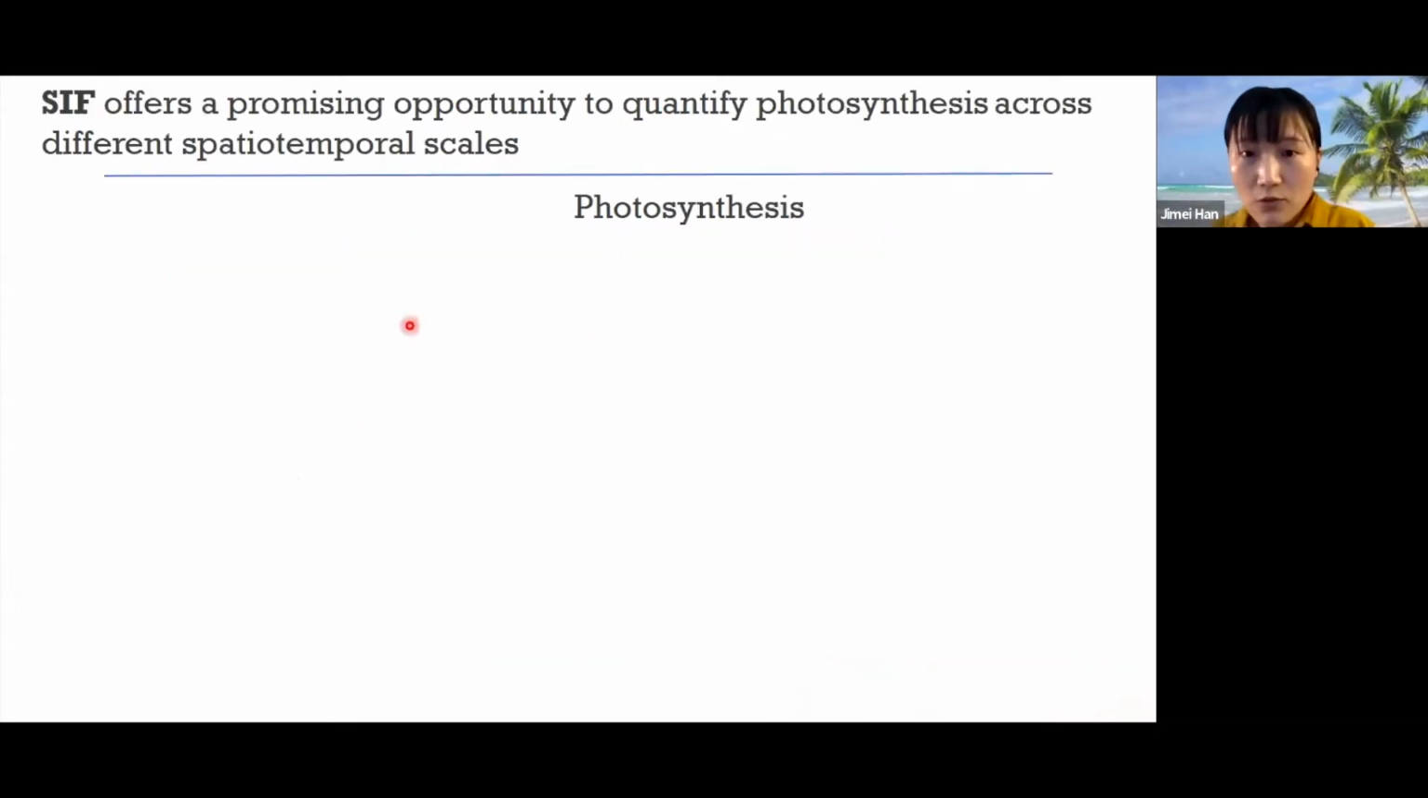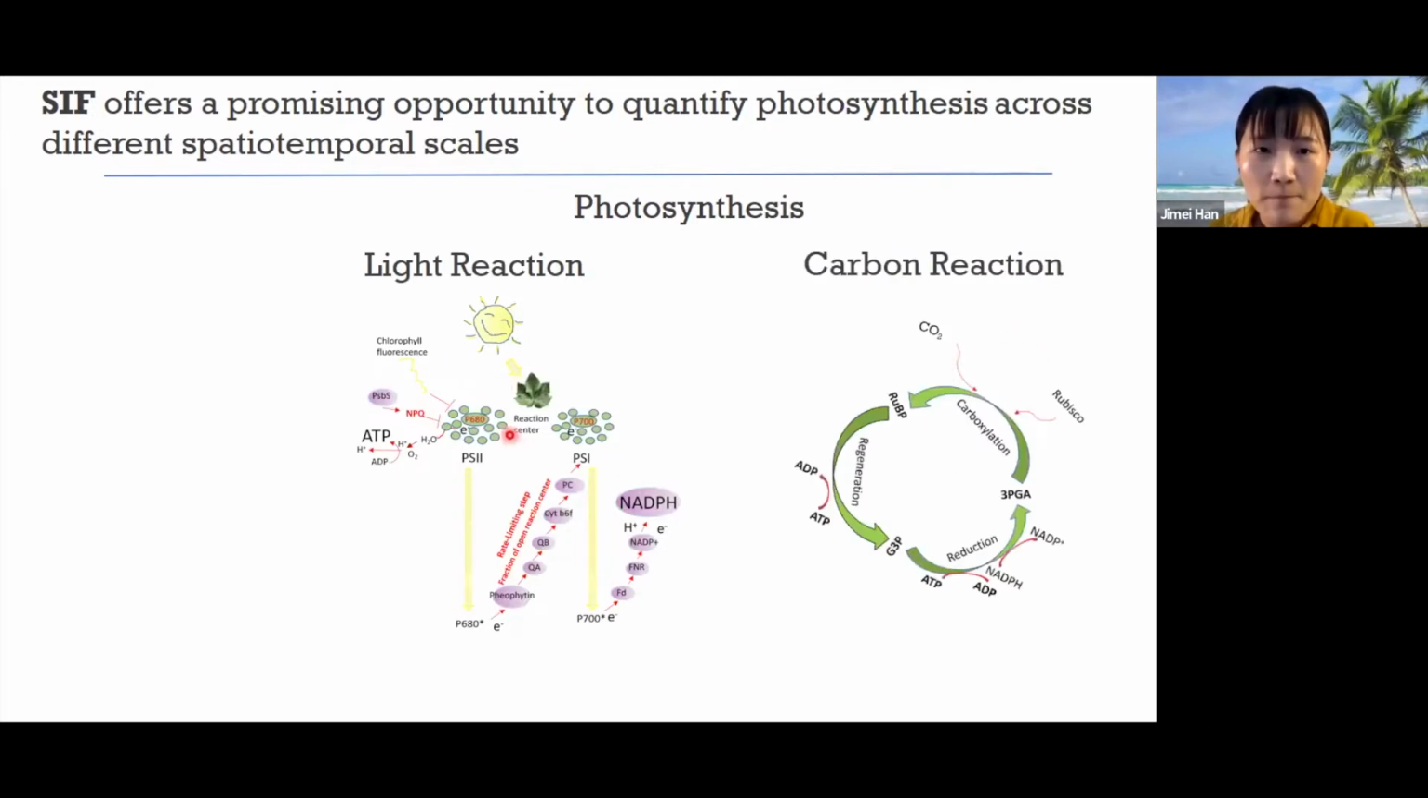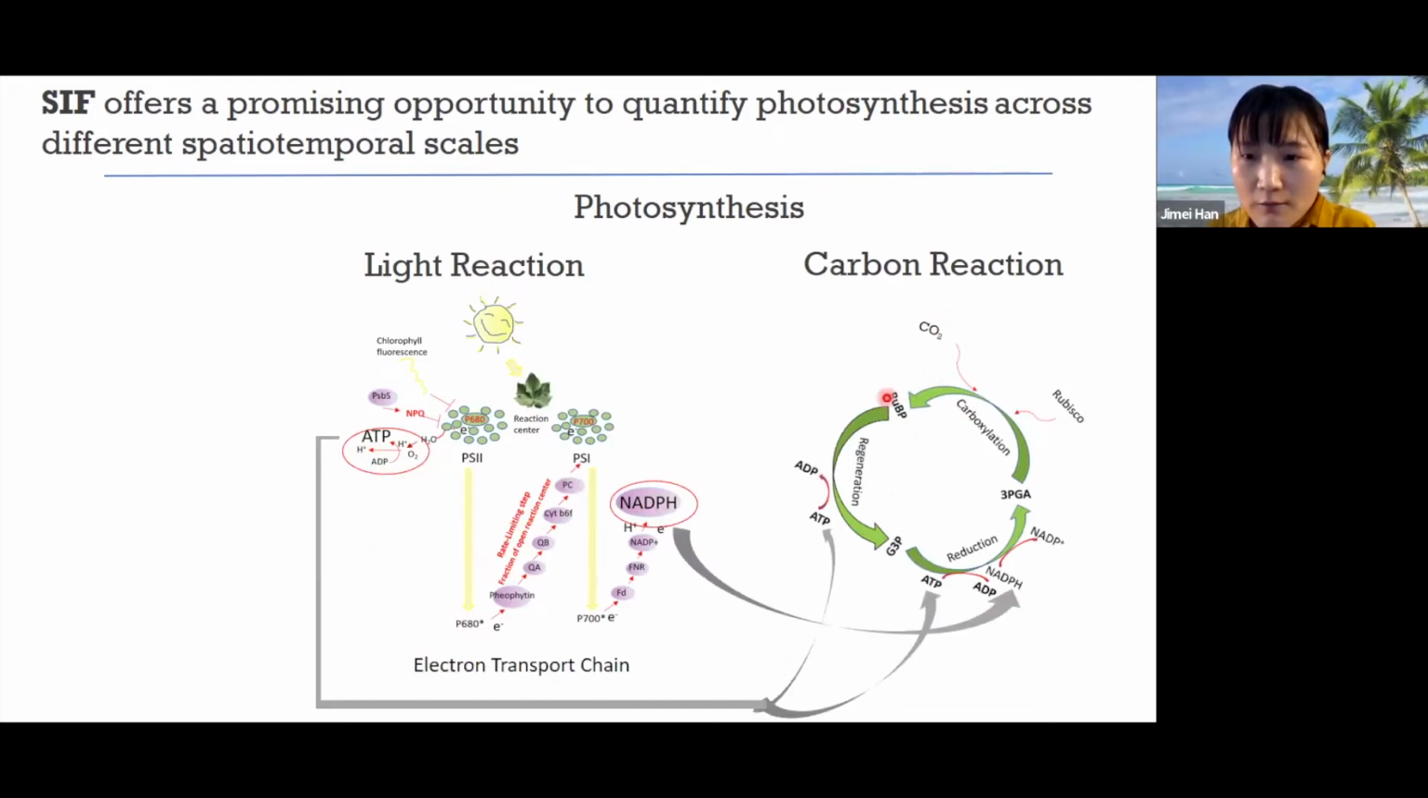First, I'd like to talk about the motivations of this research. We know photosynthesis is composed of a light reaction and a carbon reaction. During the light reaction, the energy from sunlight absorbed by the leaves is dissipated by three pathways. The first pathway is to enter the electron transport chain and then produce the reduced energy ATP and NADPH, which can drive the Calvin-Benson cycle in the carbon reactions.